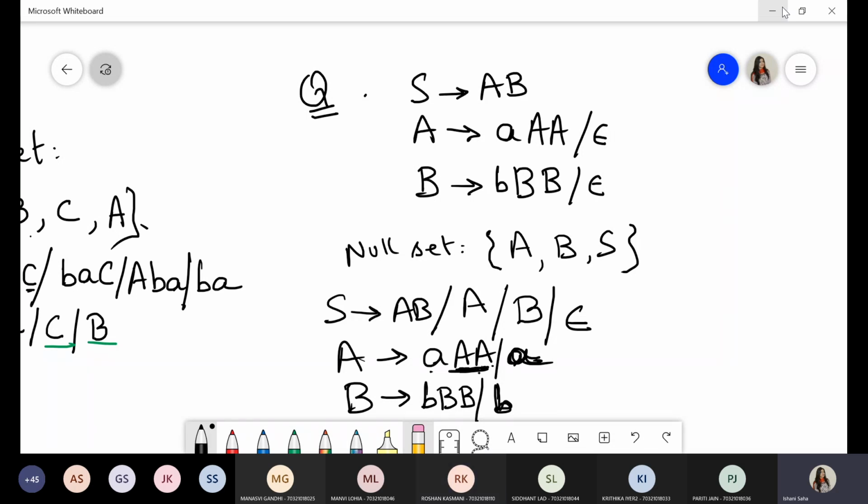Similarly for the BB part. If you consider one of them as epsilon, obviously the other will be epsilon. Okay, make a note of it and then we'll move to the elimination of unit production.